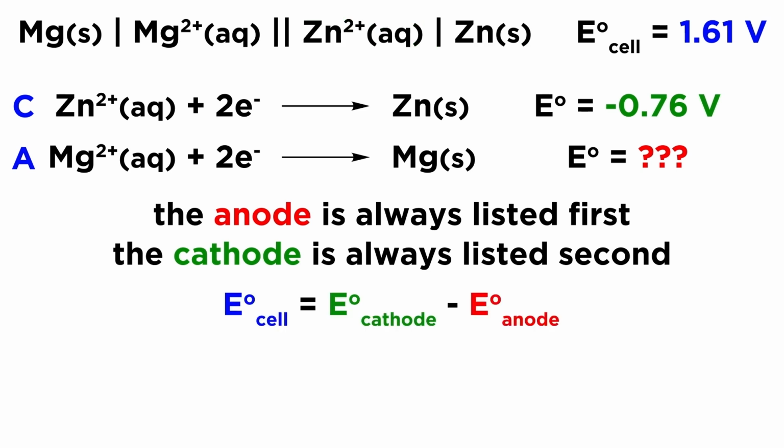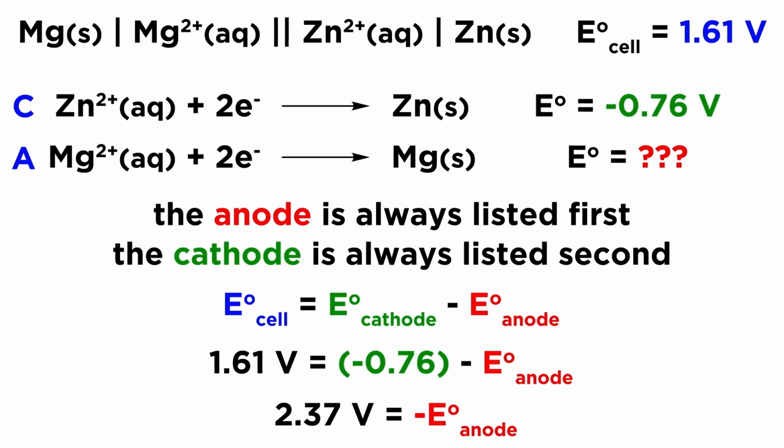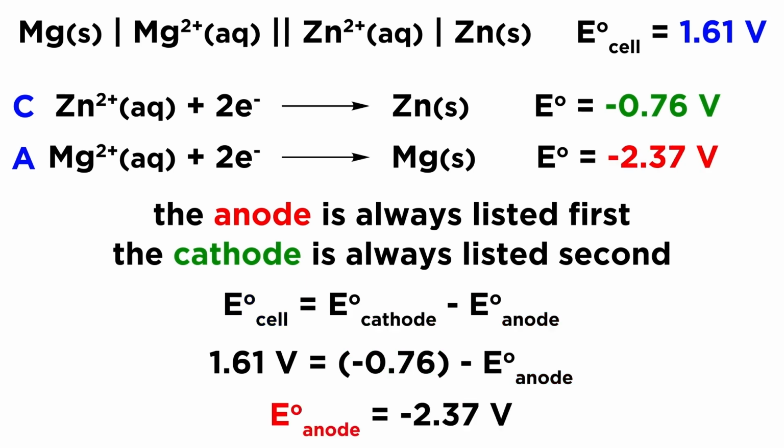So given the equation E cell equals E cathode minus E anode, we can plug in two of these values from the given information. Now we just need to solve for E anode, and to do this we simply add 0.76 to both sides, which gives us 2.37 volts. And then we just invert the sign on both sides since they are both negative. That will give us negative 2.37 volts as the standard reduction potential for magnesium. This is very unfavorable, which makes sense, as magnesium has a very high tendency to be oxidized, so magnesium ions are very unlikely to get reduced.